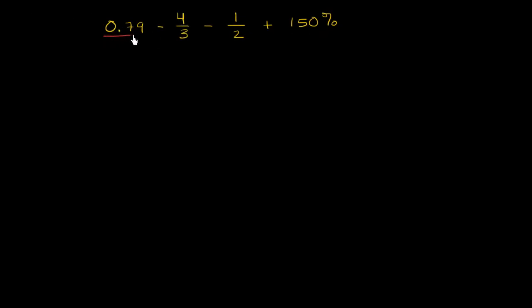So 0.79, this is the same thing as 79 hundredths. So I'll just write it that way. So this is the same thing as 79 over 100. Then of course we have minus 4/3, minus 4/3. Then we have minus 1/2, minus 1/2.